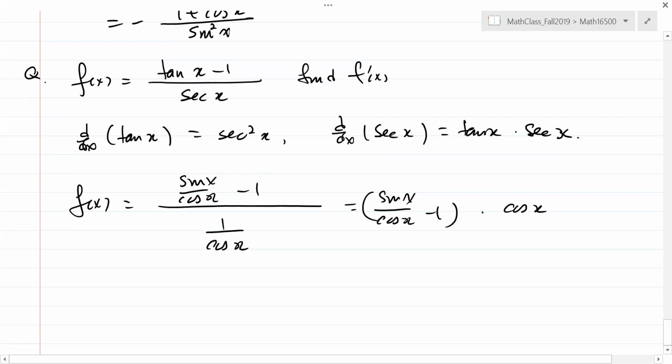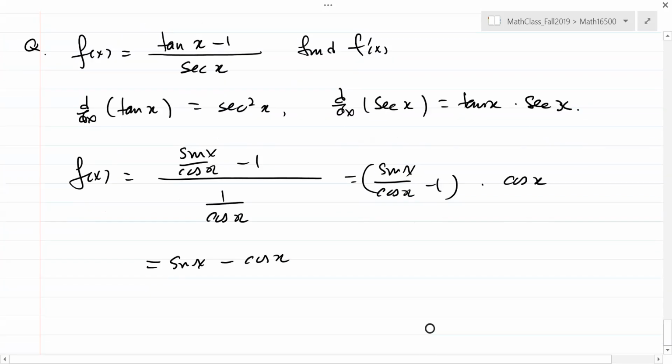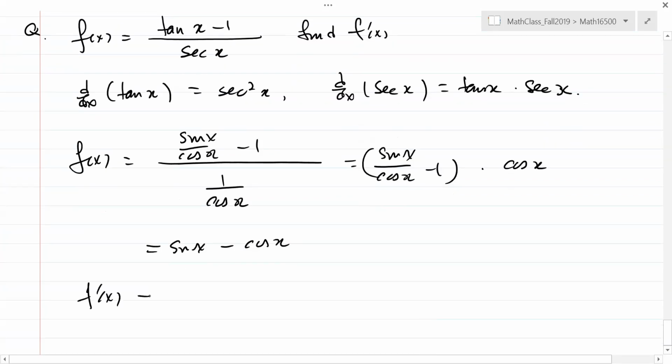Okay, then you multiply them out. You get the sum of these two functions. That's simple. Okay, I'm so friendly, right? I know what the derivative of sine x is, and what the derivative of cosine x is. So the derivative of this is going to be cosine x. The derivative of negative cosine x is going to be sine x.